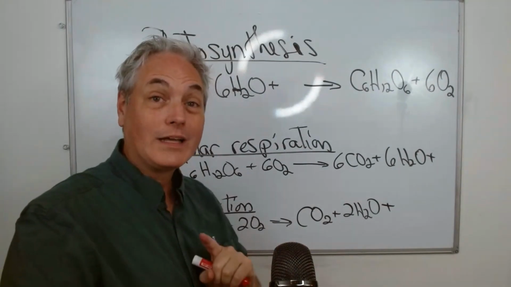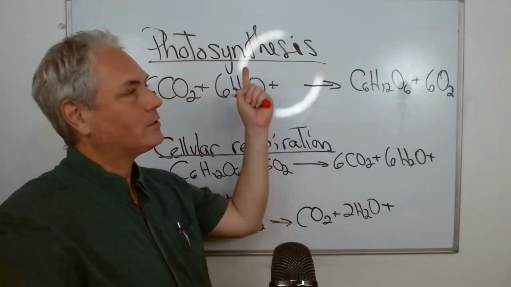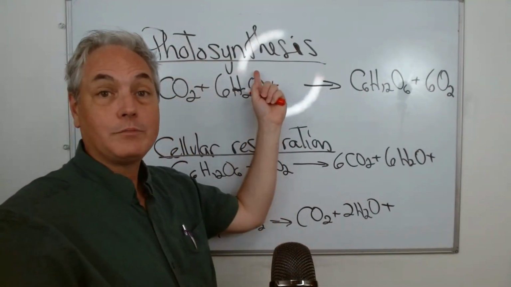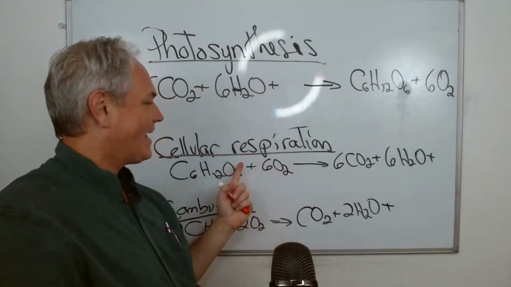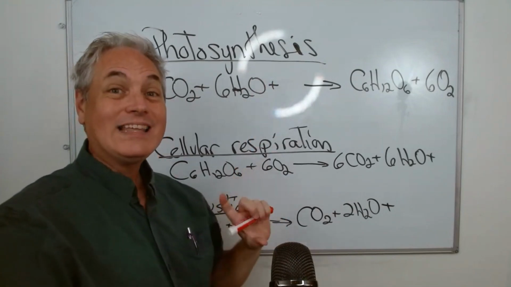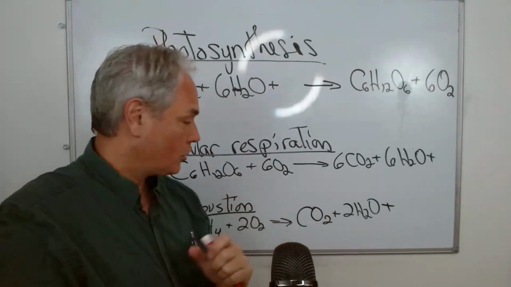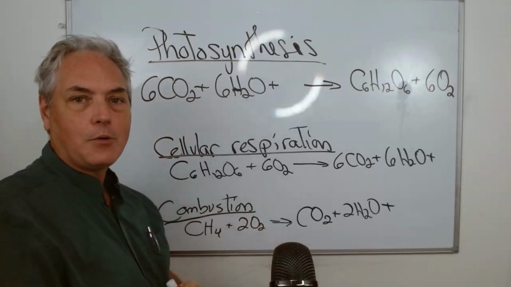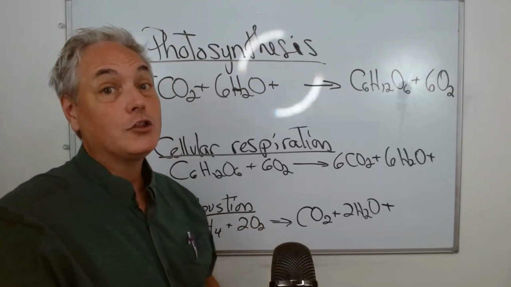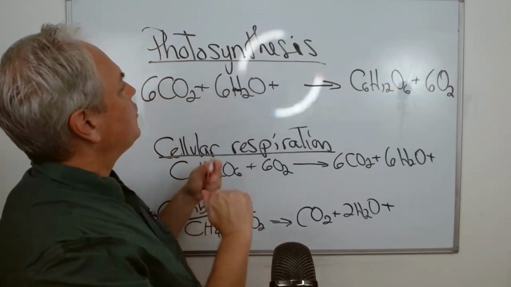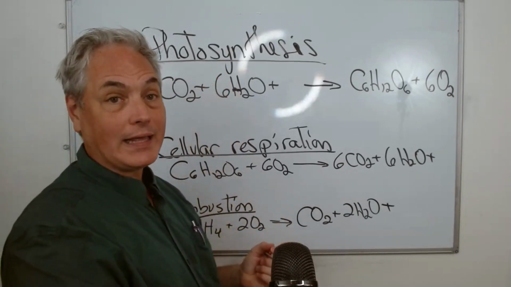In order to talk about the carbon cycle, we have to talk about two equations, which are photosynthesis and cellular respiration. There's another equation that we're going to talk about, and it's combustion, and you'll see in a moment why it is part of the carbon cycle. So let's see. When you have photosynthesis, you have plants.